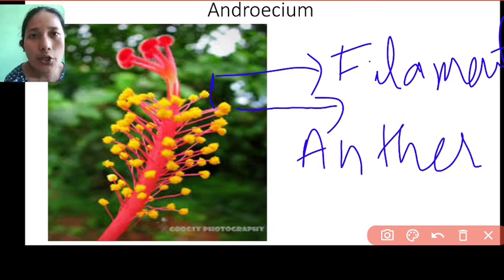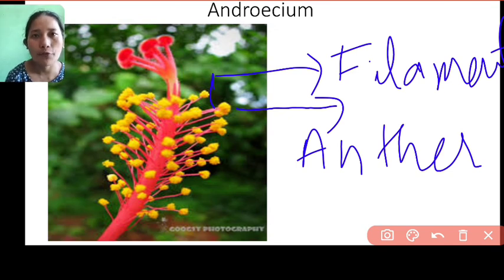Now your anther consists of pollen grains, and inside pollen grains you have the tube nucleus and germinative nucleus, which you don't have to learn in detail. You just have to understand that your anther consists of pollen grains, and pollen grain is the male gamete of a plant. So that's all about the different parts of the flower.